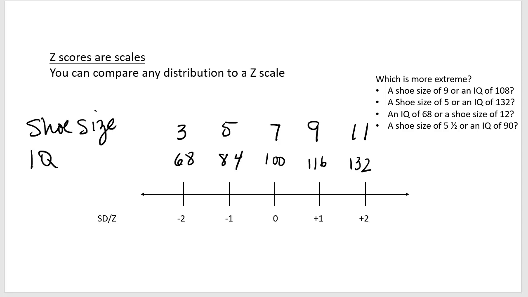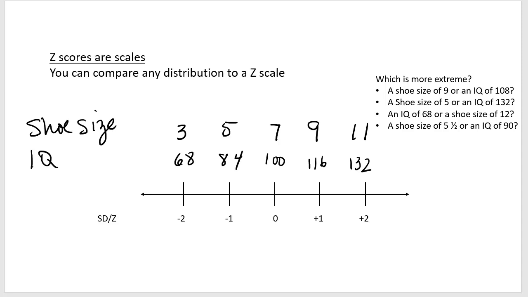A shoe size of 5 or an IQ of 132? Well, a shoe size of 5 is -1 standard deviation, so it has a Z-score of -1, and an IQ of 132 has a Z-score of +2. When I say more extreme, I mean which one of those is farther from the mean. The IQ of 132 is more extreme, it is farther from the mean. Next example, an IQ of 68 or a shoe size of 12. An IQ of 68 is 2 standard deviations below the mean. A shoe size of 12 is off of our scale. It looks like it's going to be somewhere in the neighborhood of 2 to 3 standard deviations above the mean.